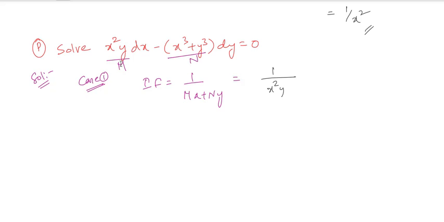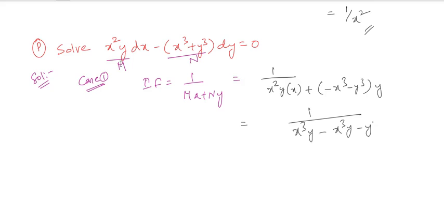x square y into x will be my M, and N will be minus x cube minus y cube into y. So now if I do this simplification, 1 by this will be x cube y minus x cube y minus y power 4. So these two x cube y terms will get cancelled, which is equivalent to minus 1 by y power 4. This is your integrating factor.